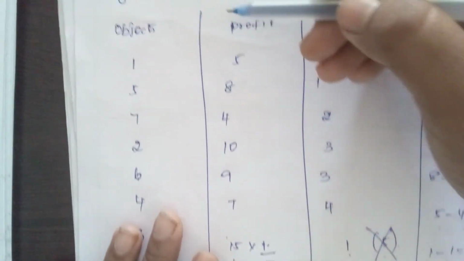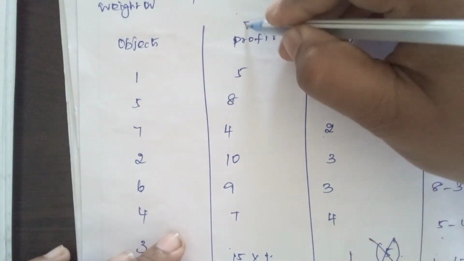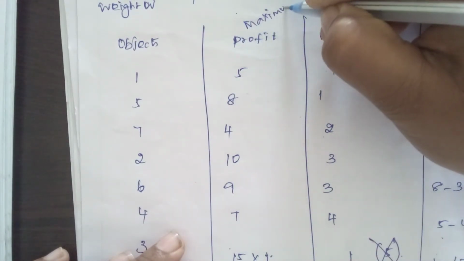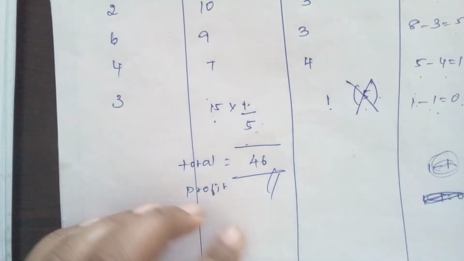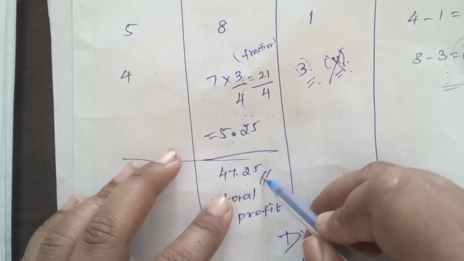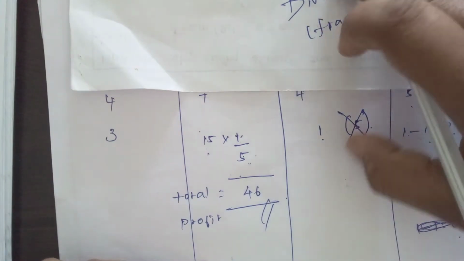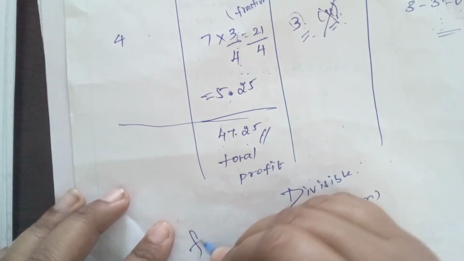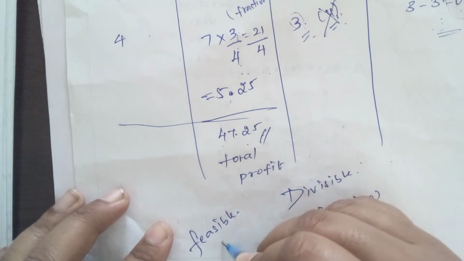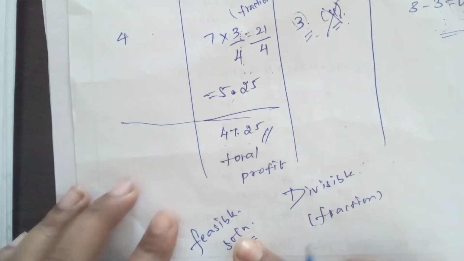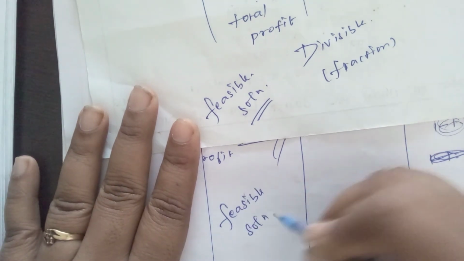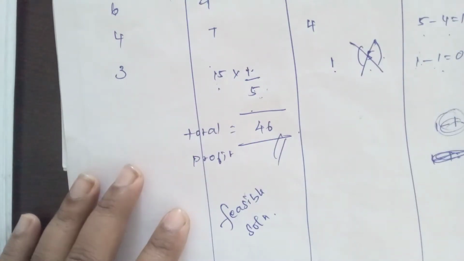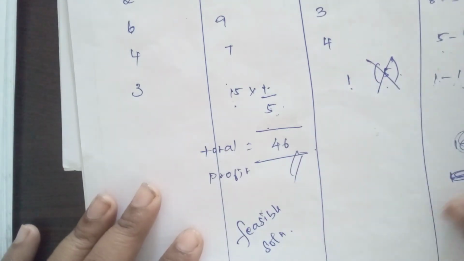Now adding all the profit here because I want to find the maximum profit. See, the profit becomes 46. In the first method we got the value 47.25, but here we got 46. All these we call a feasible solution. This one is also a feasible solution, 46.